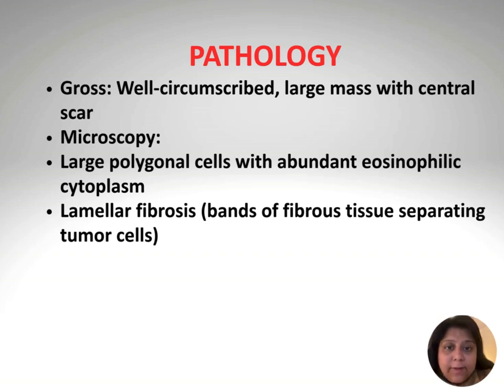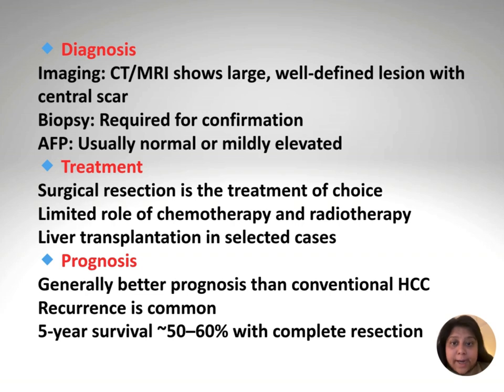Grossly, these tumors are well circumscribed, large masses with a central scar, and microscopically large polygonal cells with abundant eosinophilic cytoplasm are seen. Lamellar fibrosis, that is, bands of fibrous tissue separating tumor cells, is noted. Diagnosis is done by CT or MRI. Biopsy is required for confirmation. Alpha fetoprotein in this is usually normal or mildly elevated, and treatment is surgical resection.